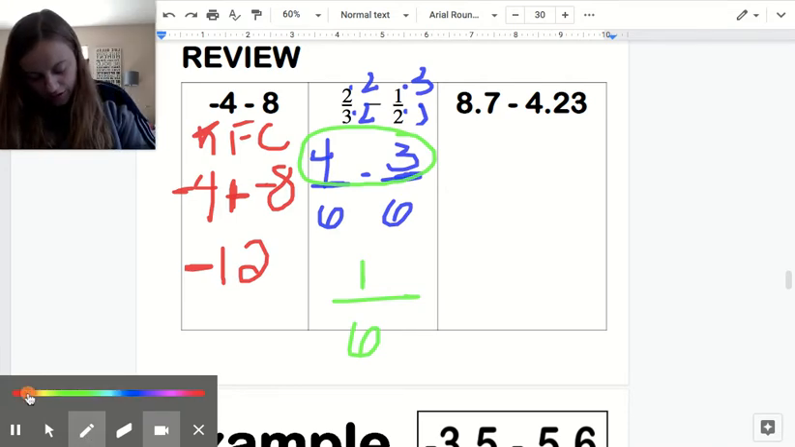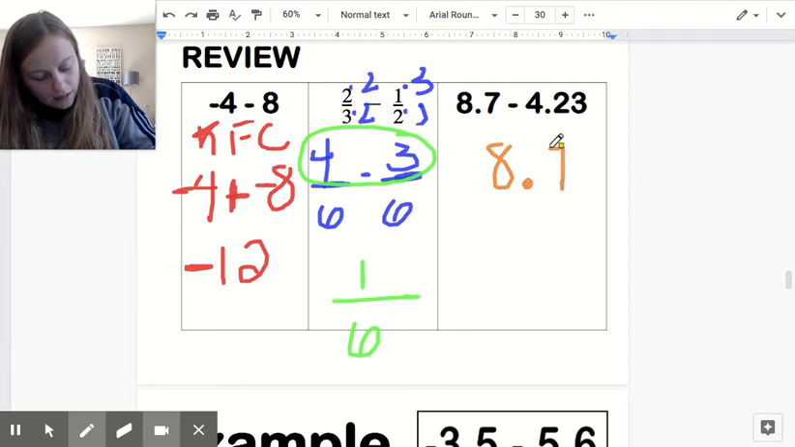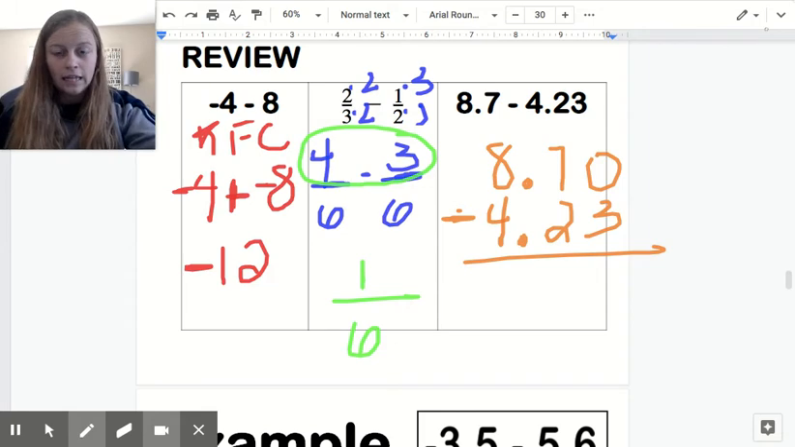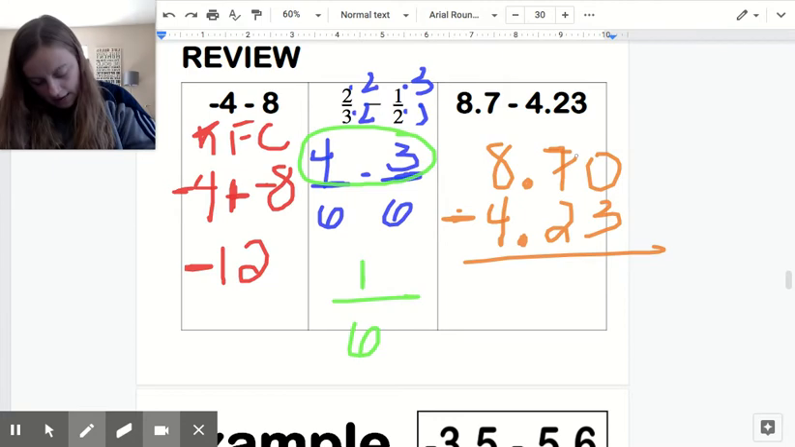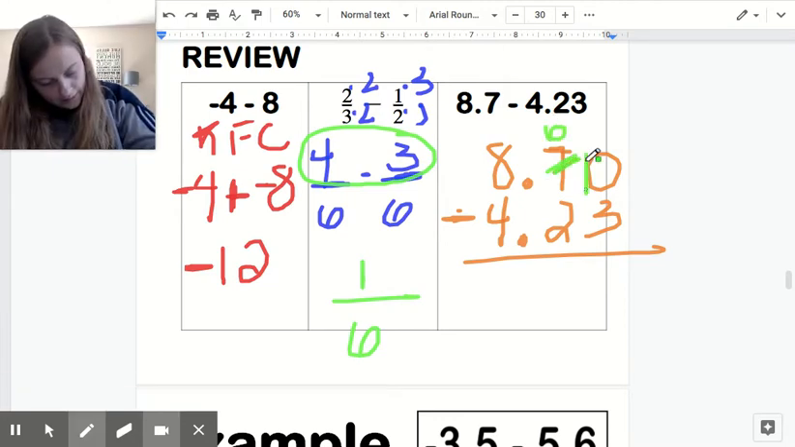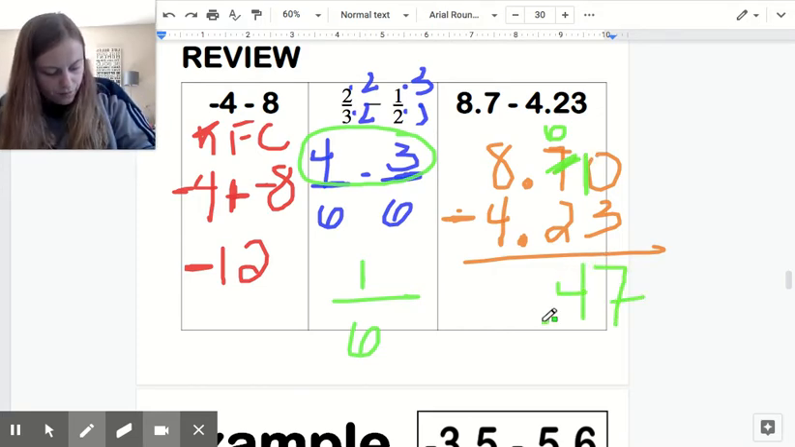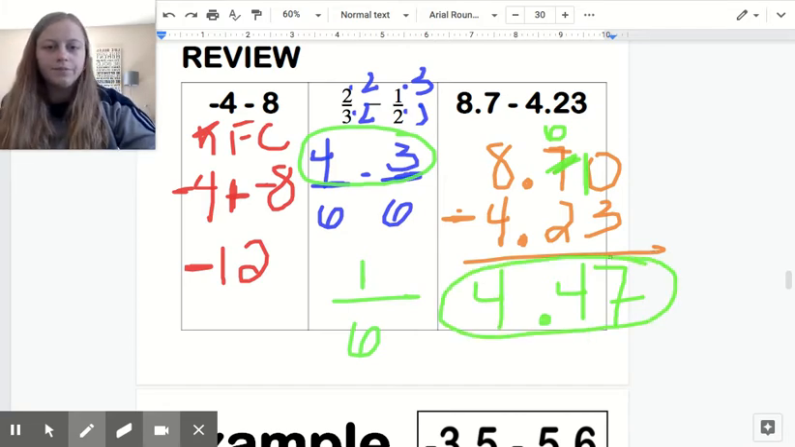All right, we're moving on to subtracting decimals. Same thing as before, make sure that we line up those decimals. I'm going to add a 0 there just so that they're even in length. I'm going to have to borrow from my 7, so my 7 becomes a 6, and this guy becomes a 10. 10 minus 3 is 7. 6 minus 2 is 4. 8 minus 4 is 4, giving me the answer of 4.47.